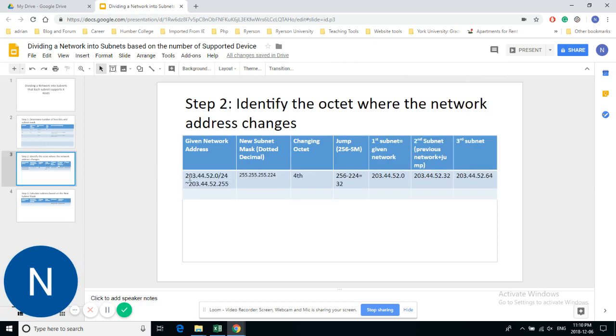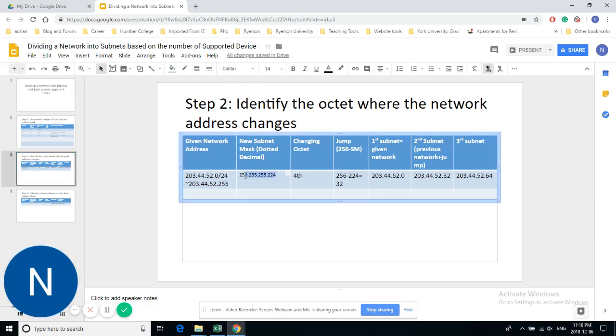Now, I got different subnet addresses. Not only these, for all these subnets, you will have exactly the same subnet mask. So all subnets, the same subnet mask. Sometimes you need to find out the broadcast address as well as the usable IP addresses in each subnet. Let's find usable IP addresses in this subnet.